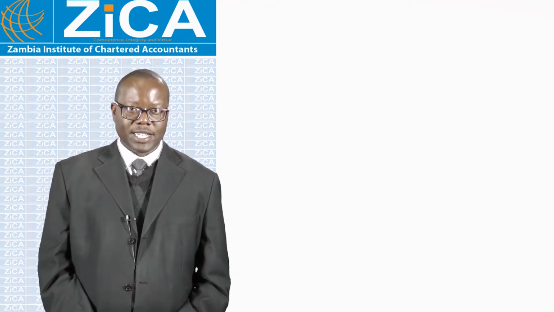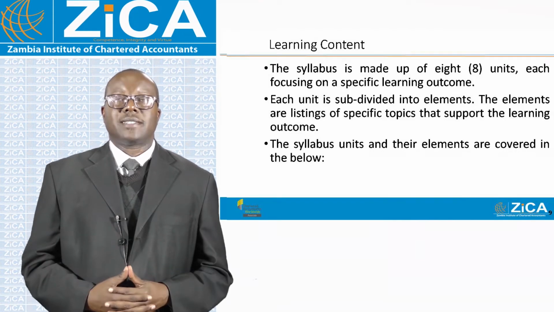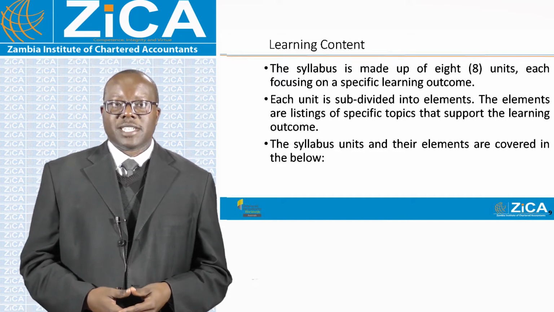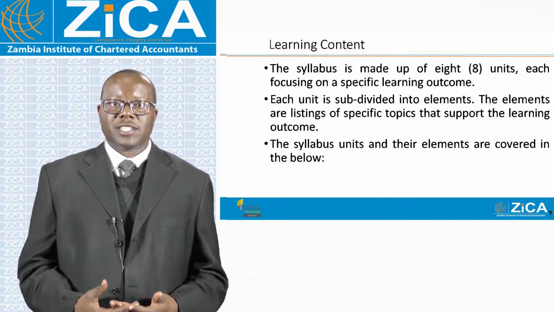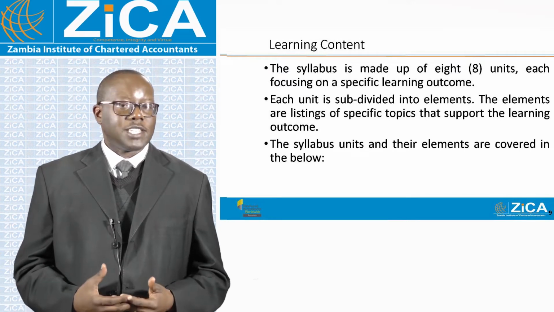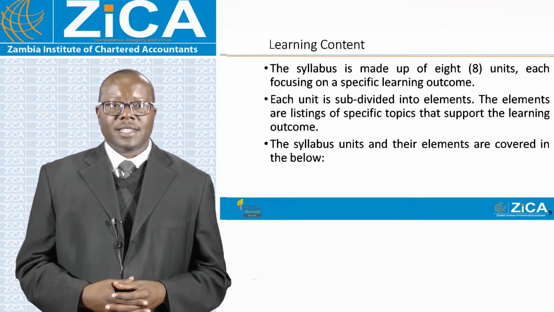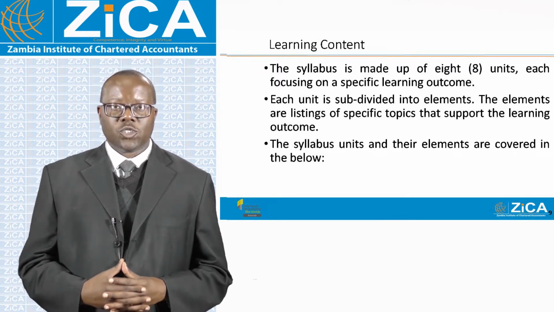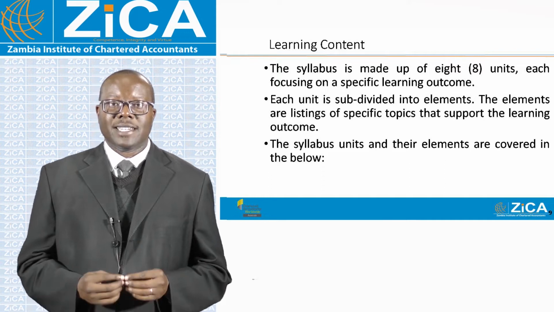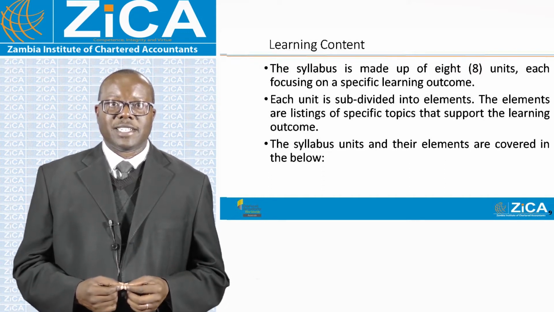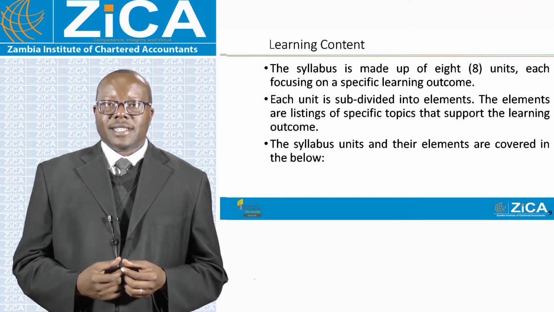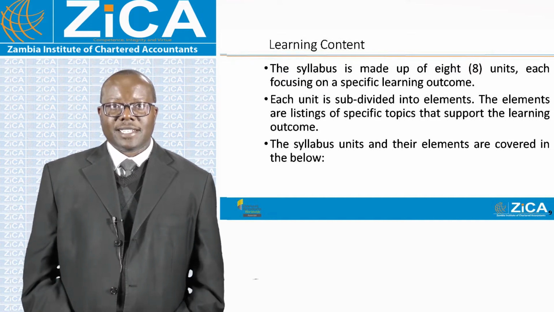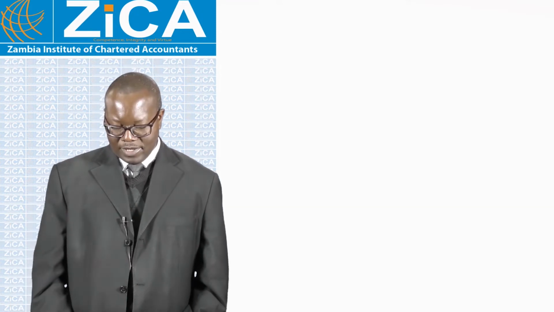But what is the learning content? The learning content is made up of 8 syllabus units. Each of these 8 syllabus units focuses on a specific learning outcome. Each of the units is subdivided into elements to indicate what specifically is expected to be covered under that particular unit. The syllabus units and their elements are covered in the next slides following below.